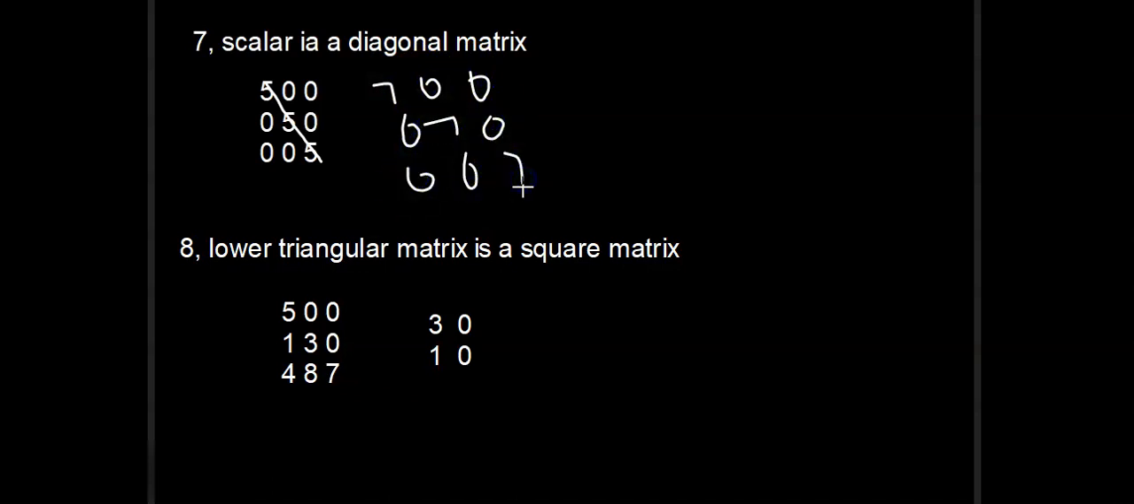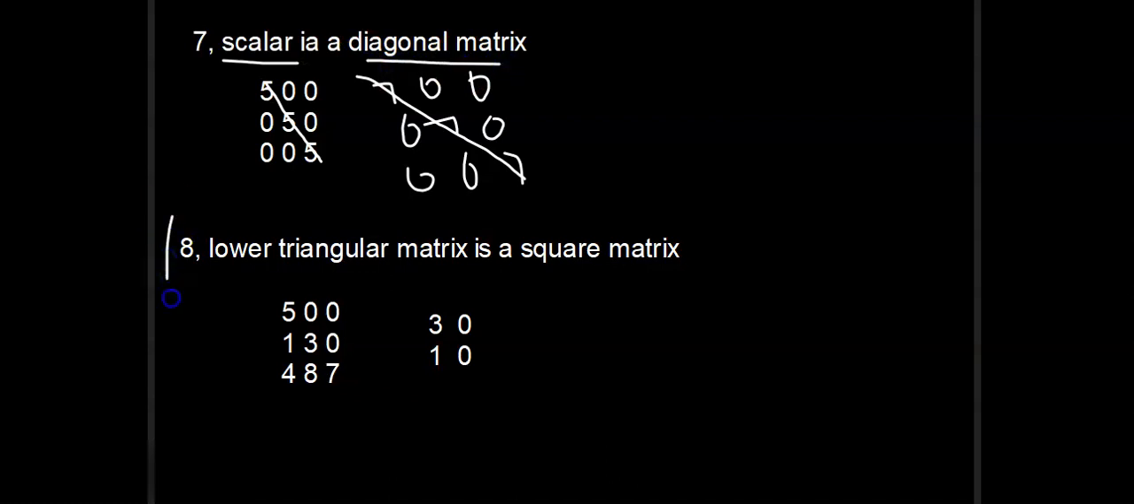This is also a scalar matrix, since the diagonal numbers match. So if the numbers found in the diagonal part match or are the same, it means that the matrix is scalar. So that's the thing with the scalar matrix. And scalar matrices are also square matrices, since they are diagonal matrices.